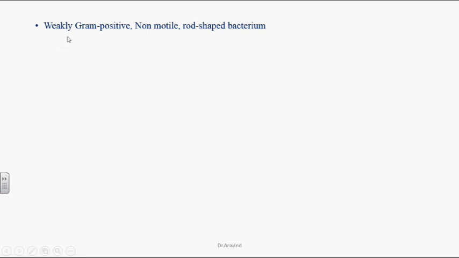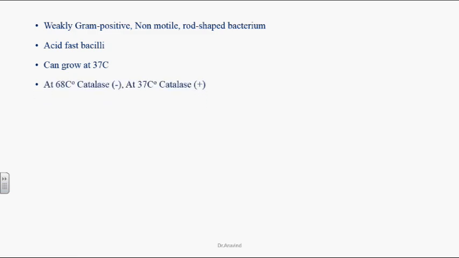These organisms are weakly gram-positive. Sometimes they won't take Gram staining because the cell wall is peculiar, with high lipid content. They are non-motile, rod-shaped bacteria. They are normally stained with acid-fast staining, which is why they are called acid-fast bacilli. They can grow at 37 degrees centigrade, like human body temperature.